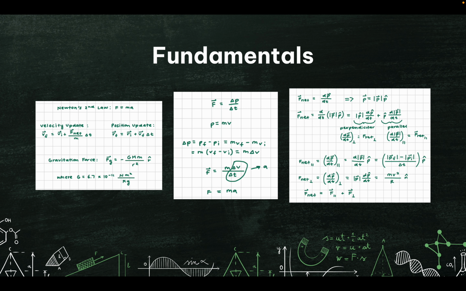In the middle, I just showed how we get that force is equal to the change in momentum over time from Newton's second law. Finally, in the last part, I show how to get the parallel and perpendicular forces for F net and change in momentum. As we can see, F net equals F parallel plus F perp.